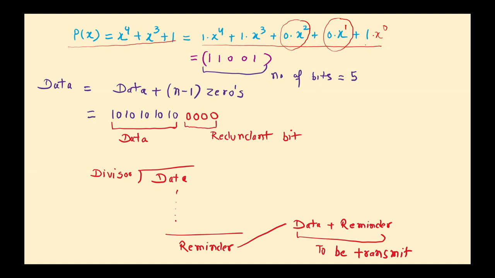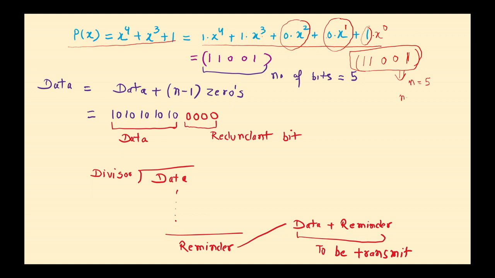The coefficient of x to power 0 is 1, the coefficient of x to power 1 is 0, the coefficient of x to power 2 is 0, the coefficient of x to power 3 is 1, and the coefficient of x to power 4 is 1. So this is the polynomial's binary data. Here we observe how many bits are in this data. There are 5 bits.